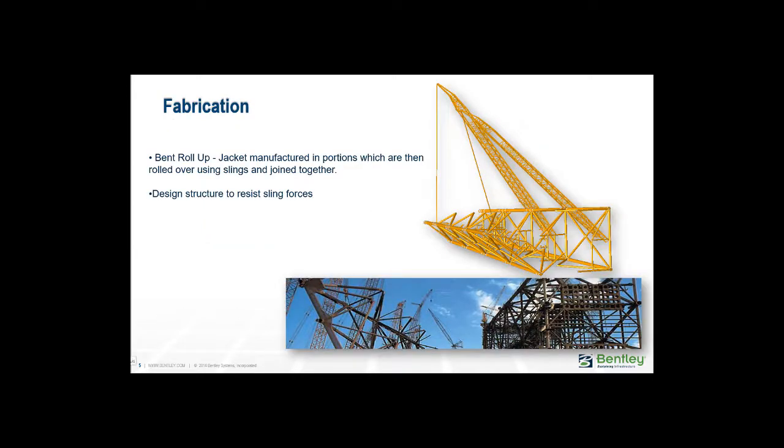For fabrication, the jacket is manufactured in portions which are then rolled over using slings and joined together. This process is called bent roll-up. In this case, the structure is designed to resist sling forces, and we have various products within SACS which can handle this scenario.